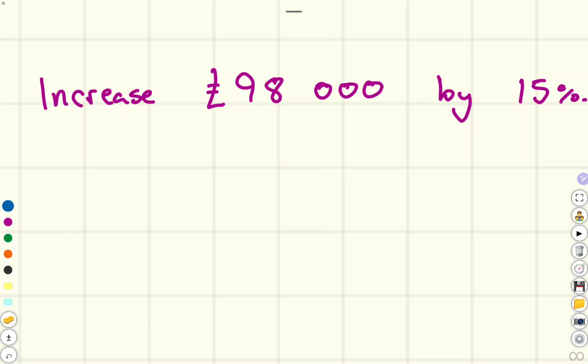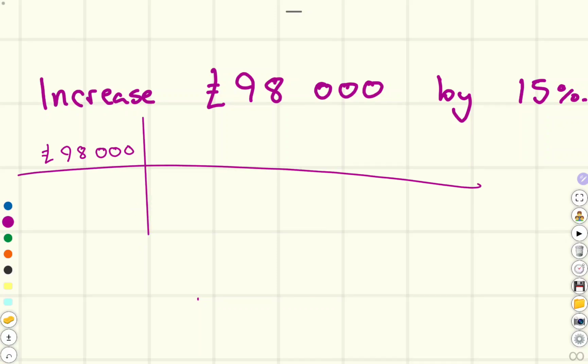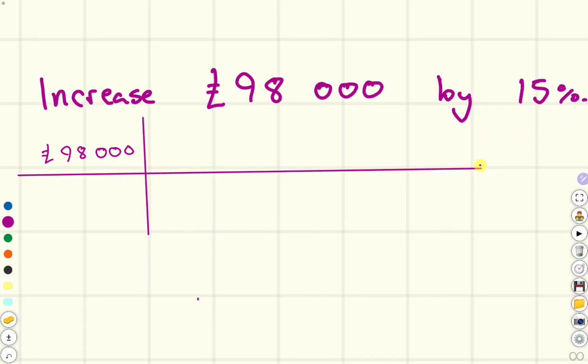So I need to increase £98,000 by 15%. So that means I'm going to find out 15% and then add that onto the 98,000. So first of all, £98,000 is my 100%. So I'm going to put that fact into a ratio table.